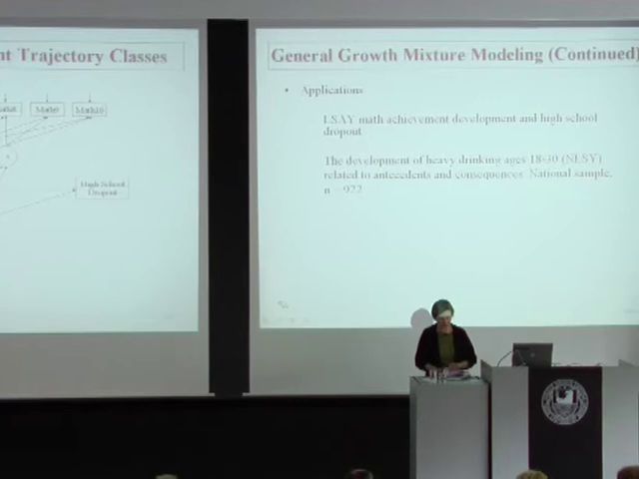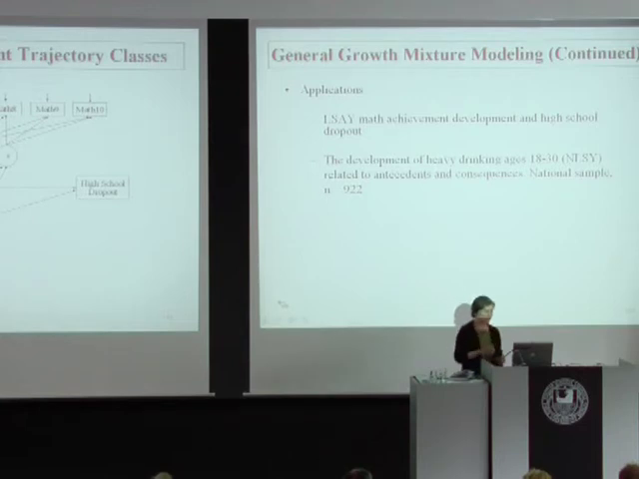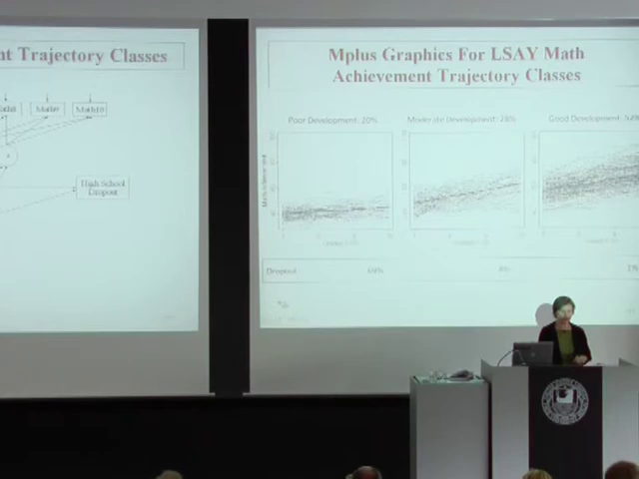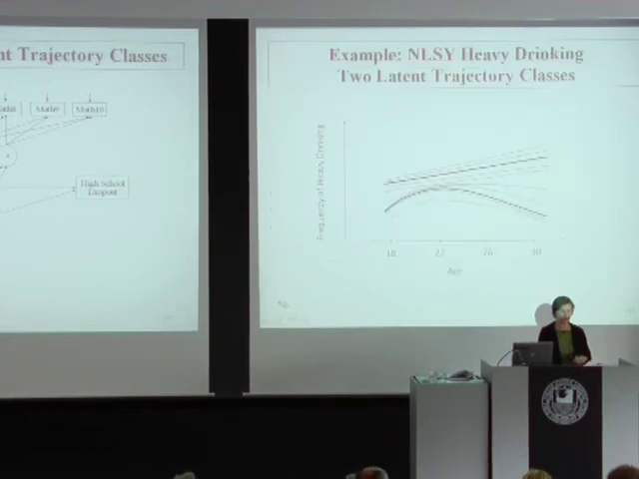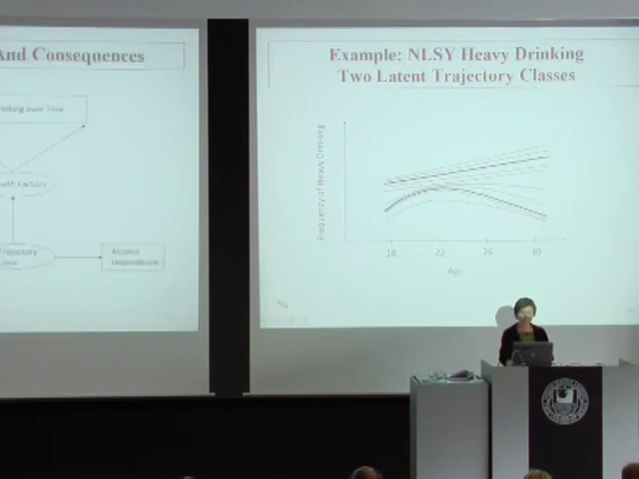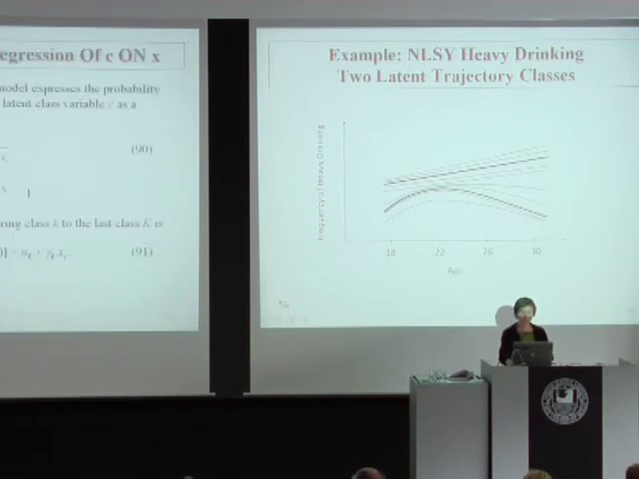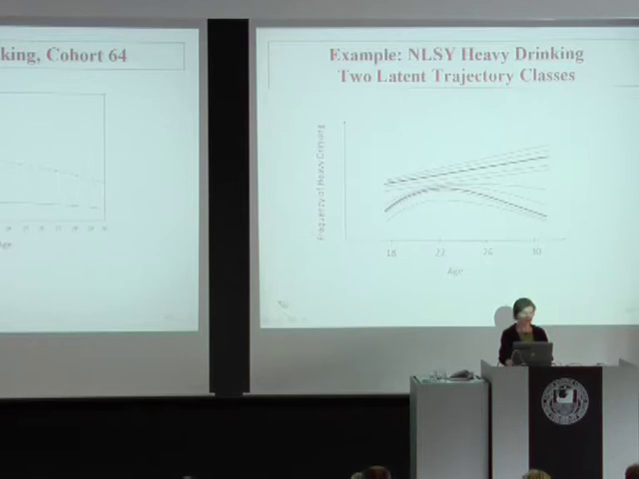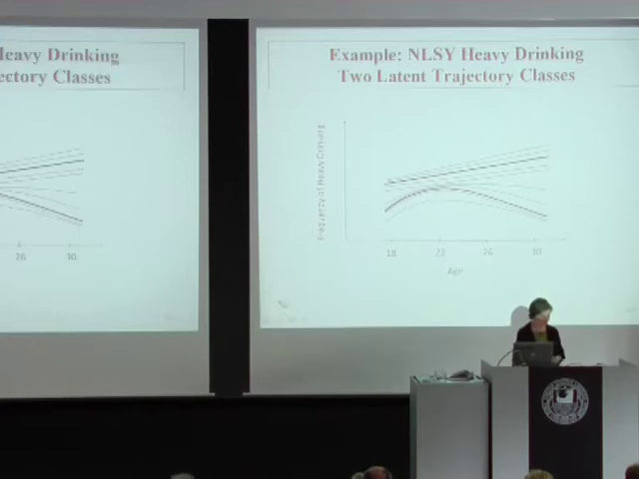So this is just a brief example. I lied to you when I said we were going to show you where we found everything, but anyway, that was LSAY math achievement with a distal outcome. But now we're going to go on and look at another brief example, and that's the NLSY heavy drinking.